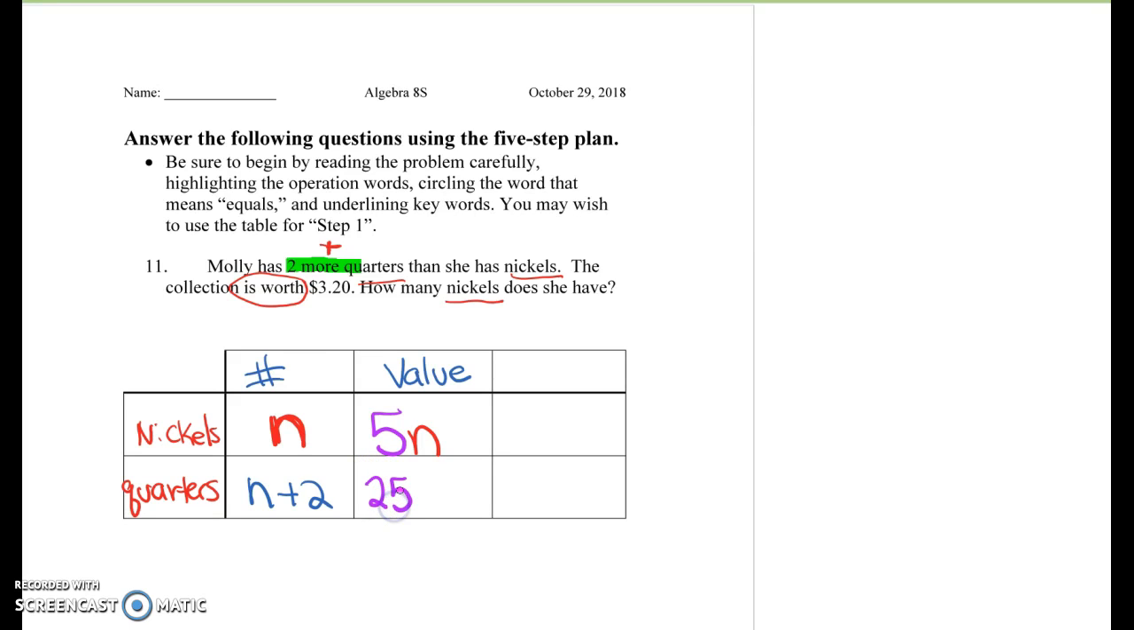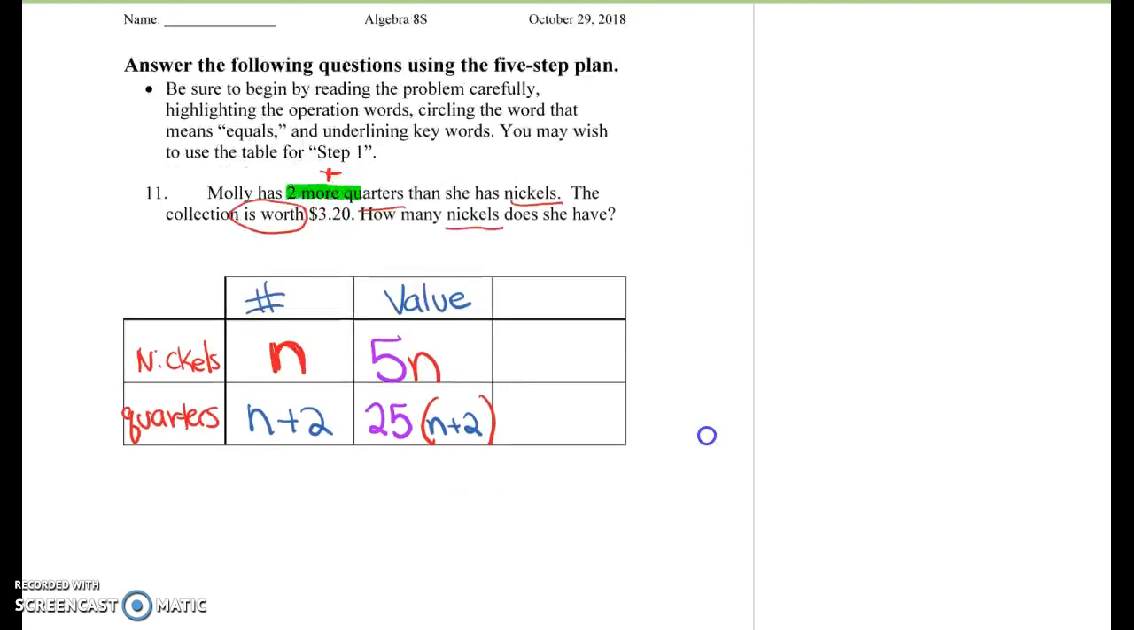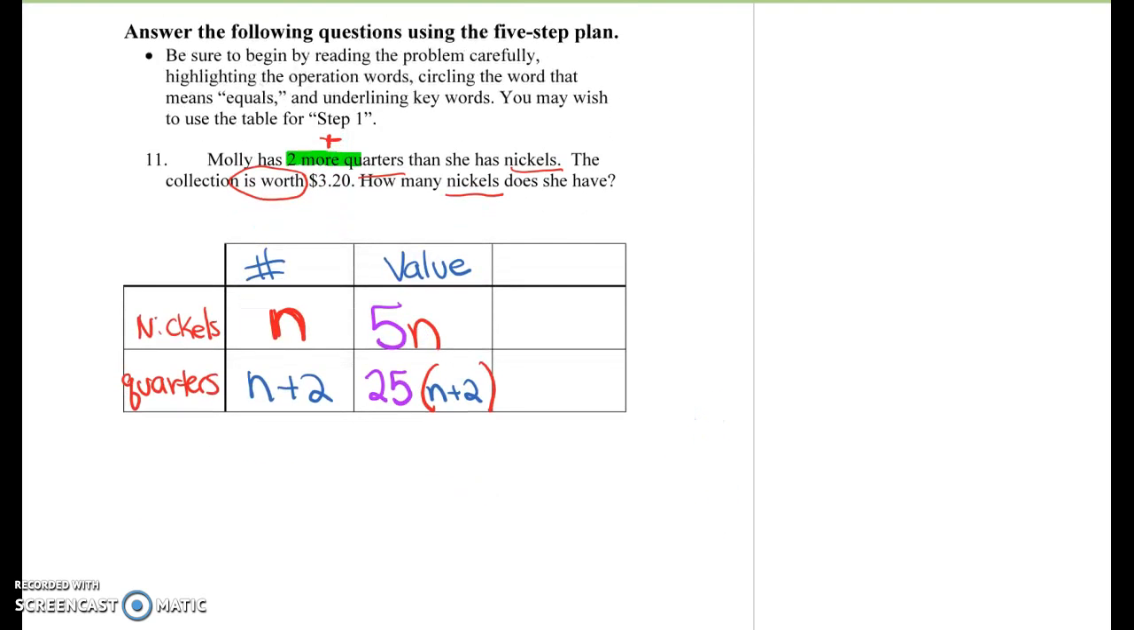But again, we have a binomial here. We have 2 terms, right? So we've got to put that n plus 2 in parentheses to multiply the whole number of quarters together. And that is worth 320. And if you look at the correct page of your INB, you will see that it writes the value of the nickels, that's 5n. So that was step 1.